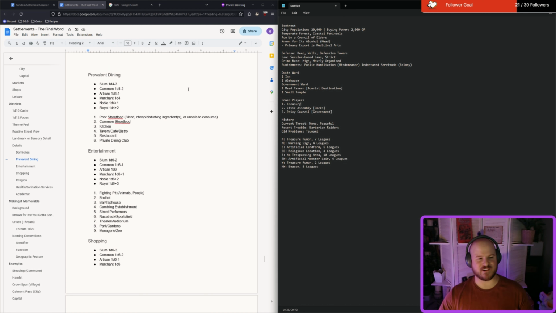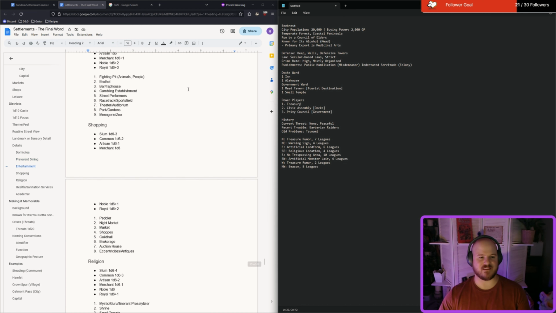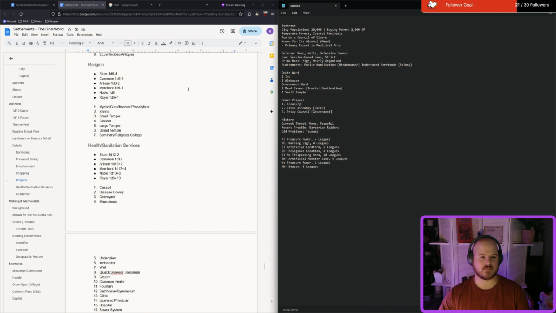Right, we have things where you can do like prevalent dining, entertainment, all that sort of stuff. And again, this is the sort of stuff that I'd do if I was going to run this city as sort of like an ongoing place that the party was going to come back to again and again and again. They were going to spend a lot of time here.